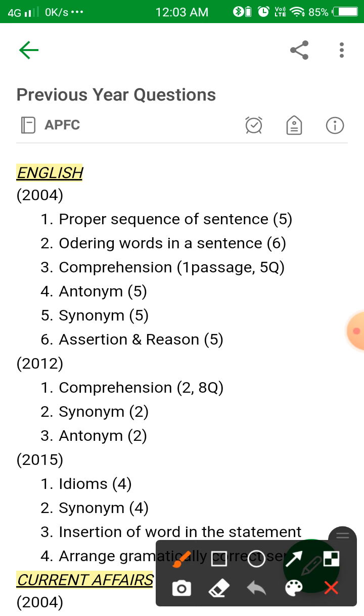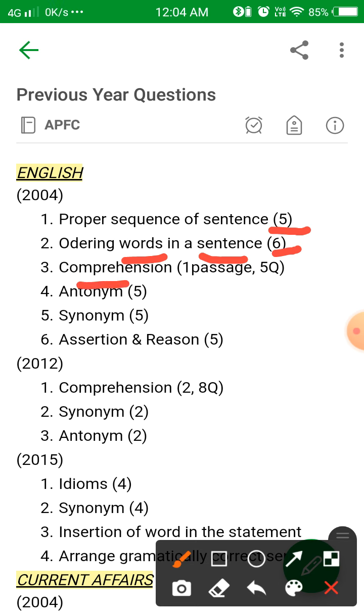So let's go on to English first. In 2004 the questions were mostly focused on the proper sequence of sentences. There was a jumbled sentence given, and you need to grammatically make it into a correct sentence. There were a total of 5 questions asked in this. Next, the ordering of words. Different words would be given in a jumbled status, and you are supposed to make them into a correct sentence. This had 6 questions.